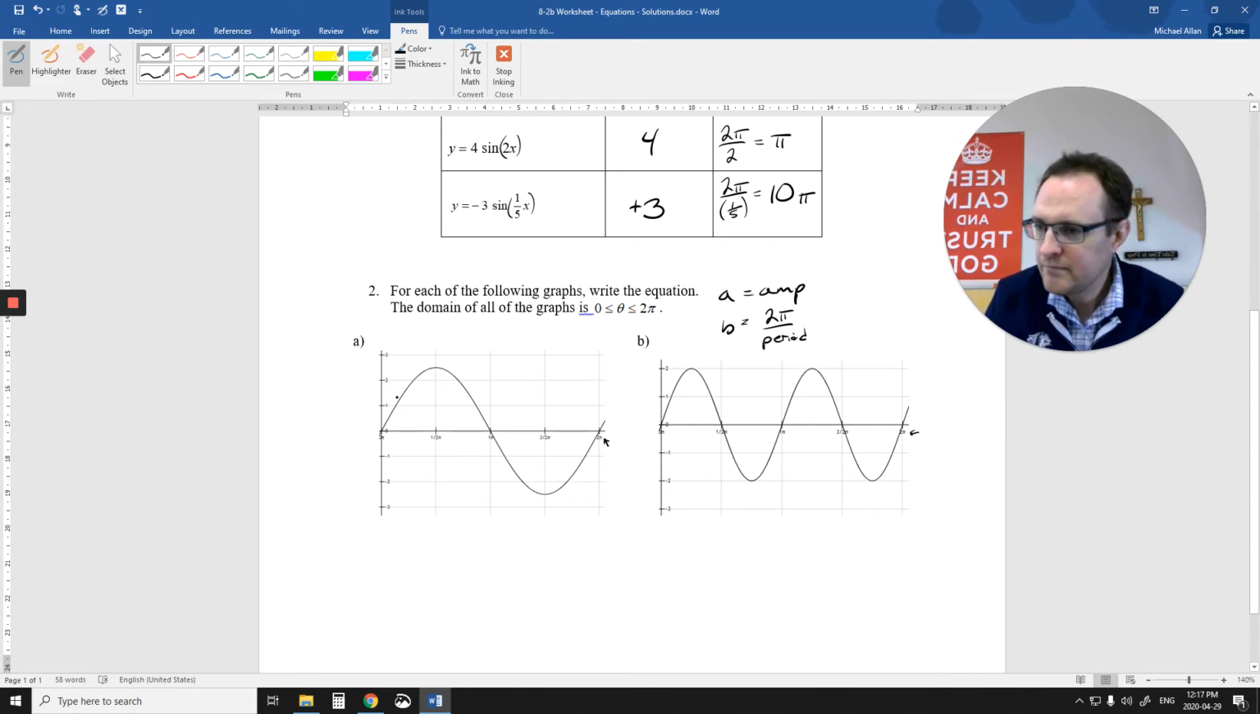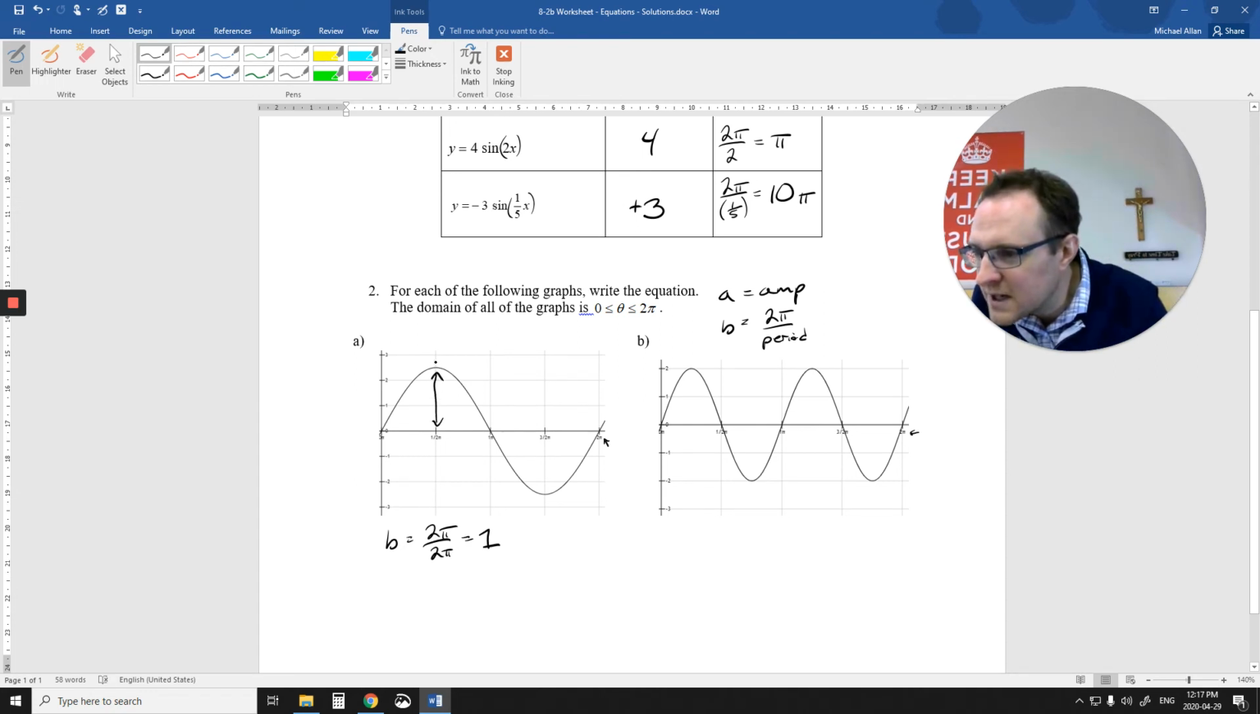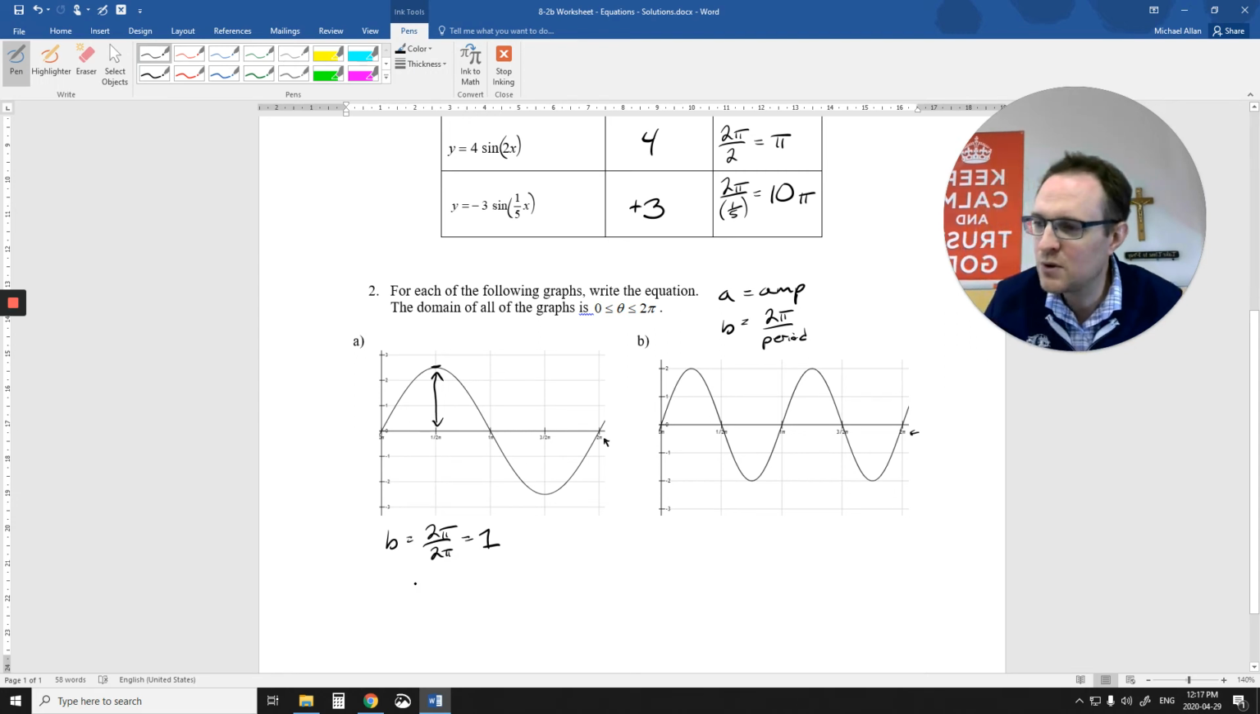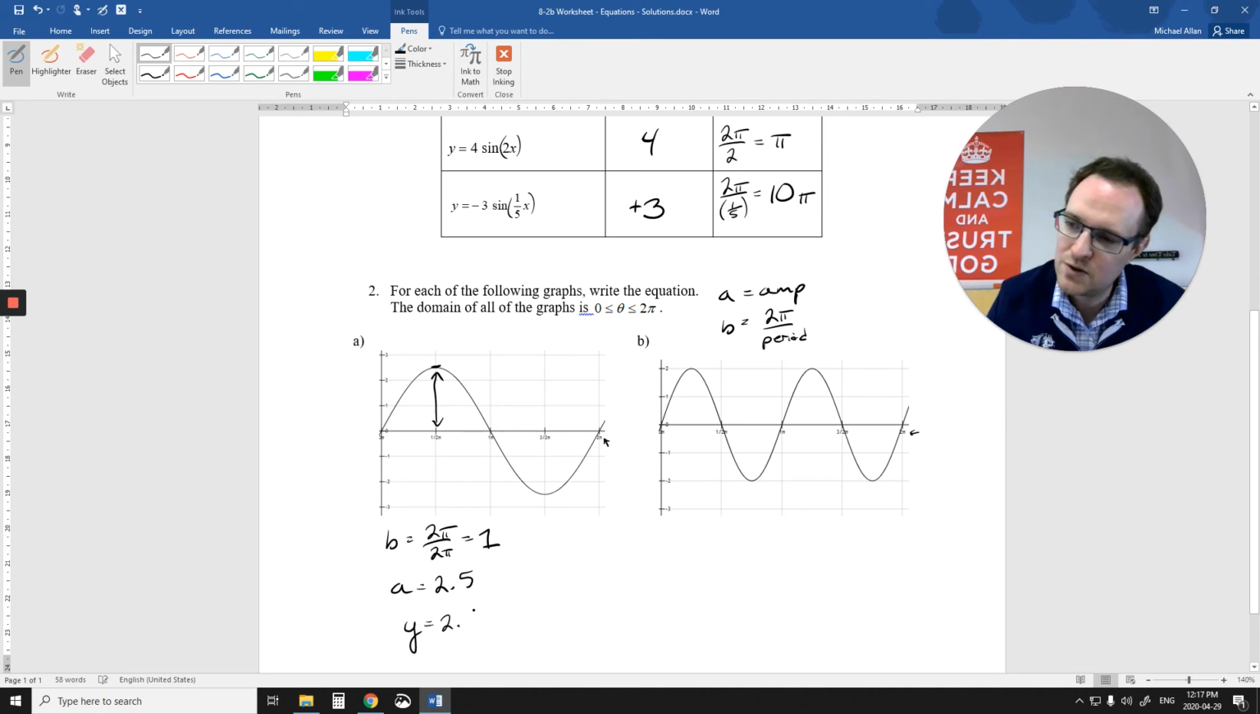So the period of this first graph is 2 pi. So my b value is 1. My amplitude, I'm going to make an assumption here that's about 2.5. It's a bit harder to read, so I'm going to say 2.5. So my equation is 2.5 sine x. You put a little 1 there if you want to. You don't have to if you don't need to.